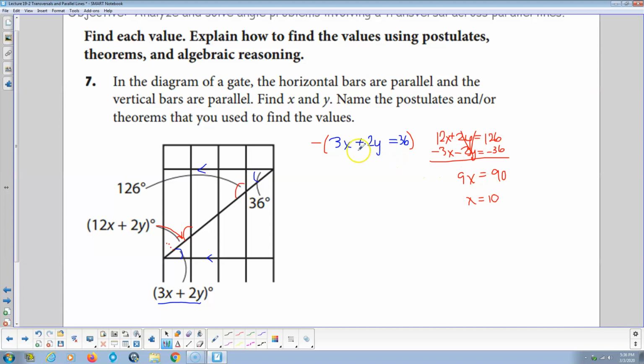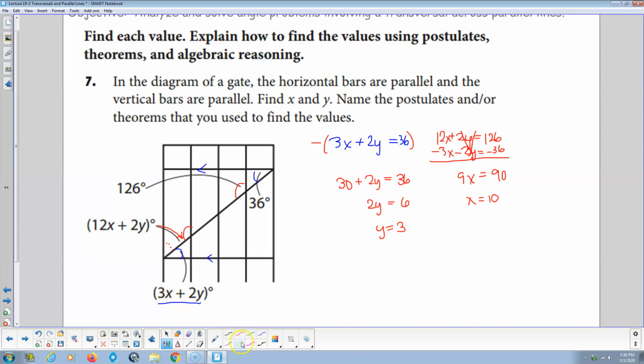Then if x is 10, hey, use this equation here. So 3 times 10 is 30, plus 2y equals 36. So we're going to minus 30 from both sides. So we get 2y here. And 36 minus 30 is 6. Then we're going to divide by 2. So y is 3.